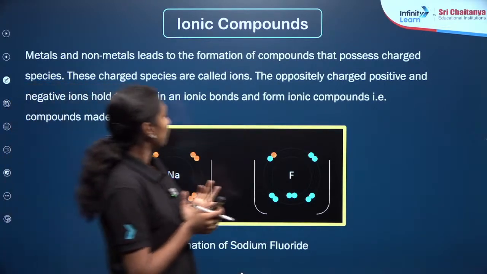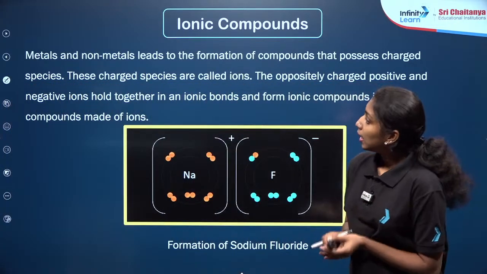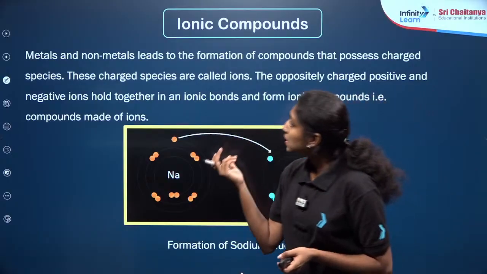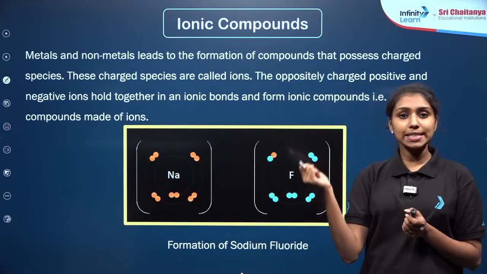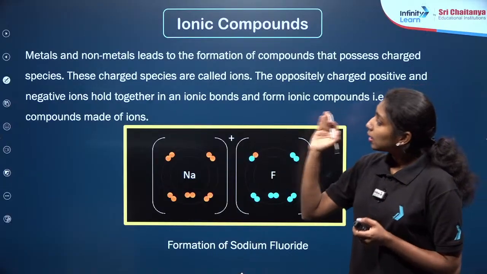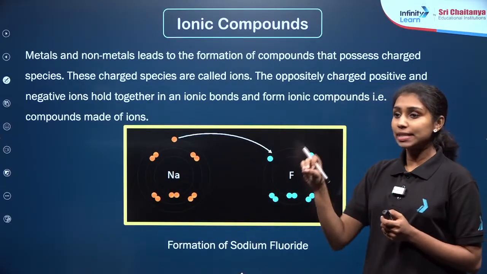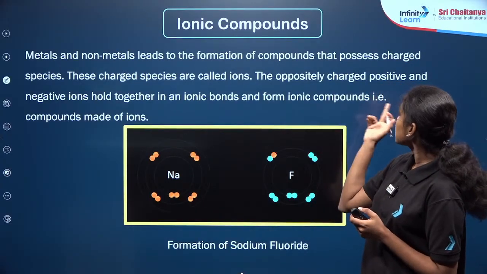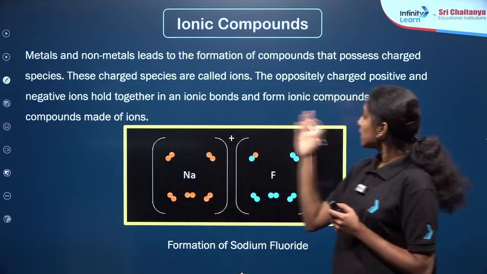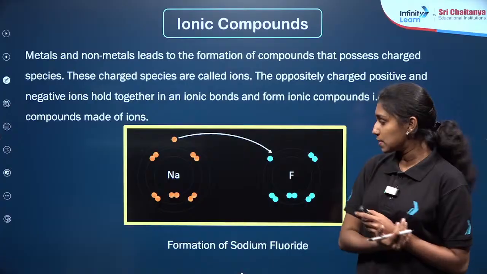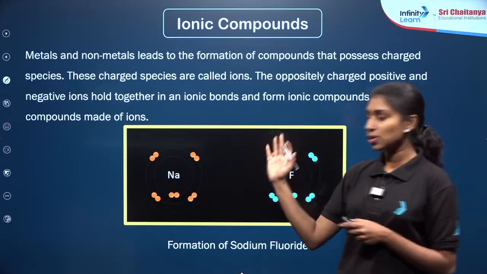Next, another case, it is the same, it is repeating. Metals and non-metals lead to the formation of compounds that possess charged species. These charged species are known as ions. The metals form cations and the non-metals form anions. The oppositely charged positive and negative ions are held together by a bond known as an ionic bond. That is why these compounds are known as ionic compounds. Clear? Again, this is the pictorial representation.